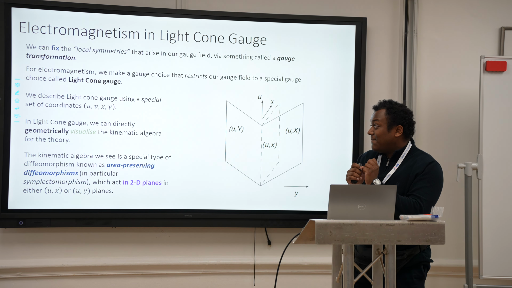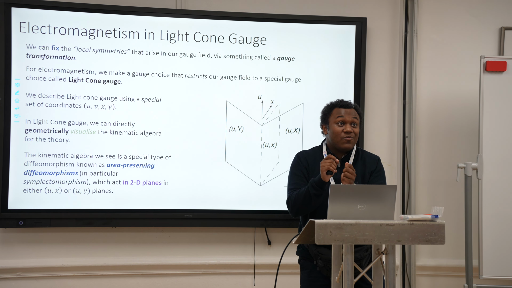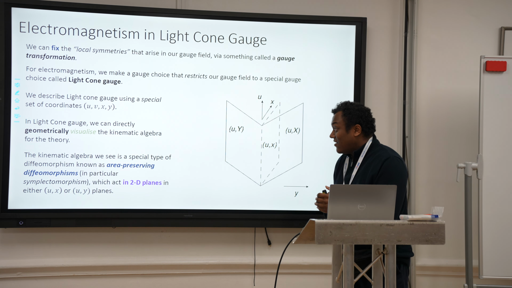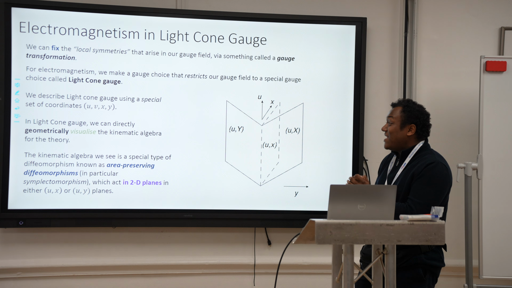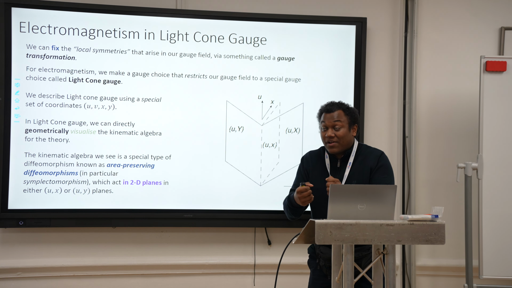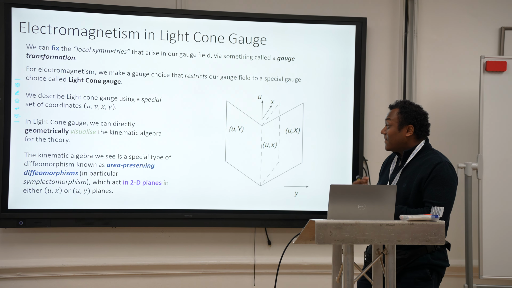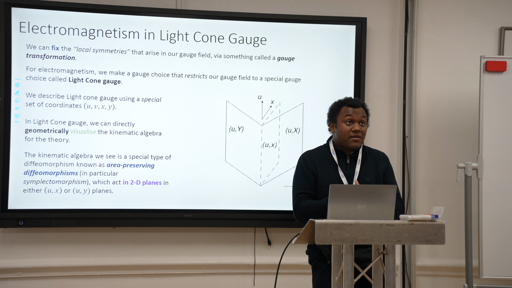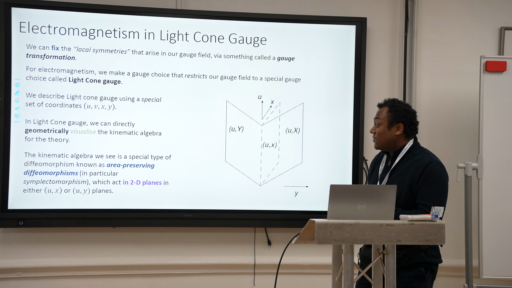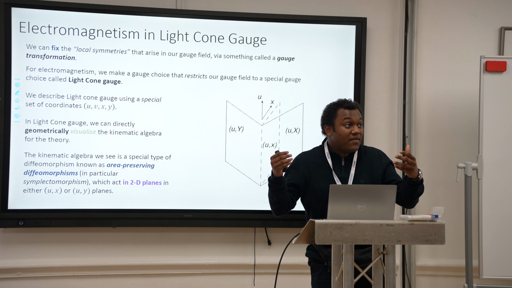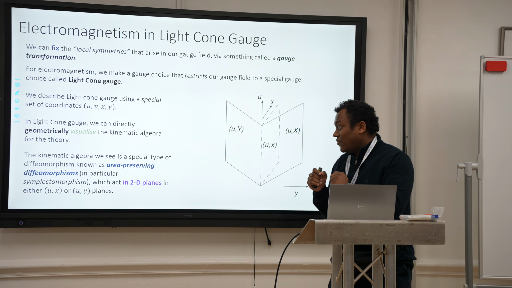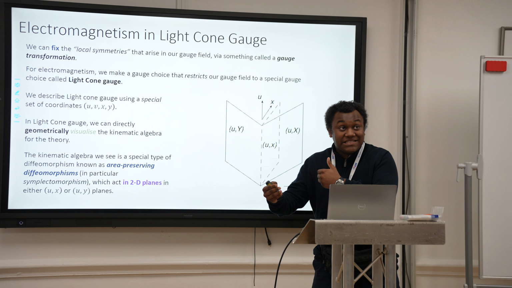U and v are just the mixing up of your time coordinate and your z coordinate, and they kind of bundle together. What's nice about going to light cone gauge is that it gives us a geometric interpretation of what our kinematic algebra is doing, what this algebra of diffeomorphisms is doing. So in the case of light cone gauge electromagnetism, we see that the kinematic algebra corresponds to so-called area-preserving diffeomorphisms, which act in either the ux plane or the uy plane. So it acts in 2D planes in your theory.